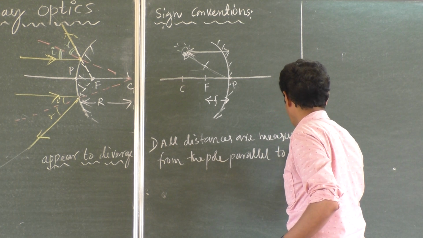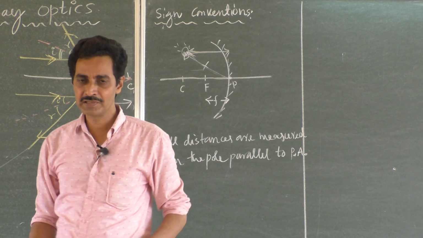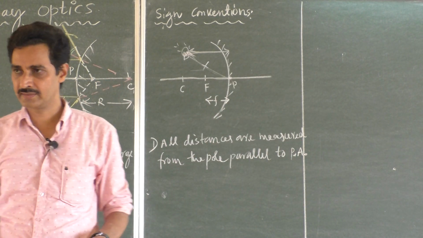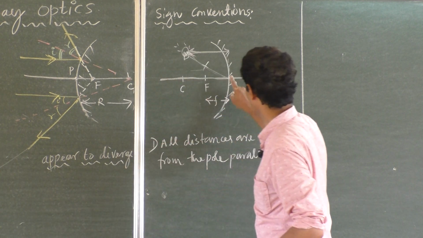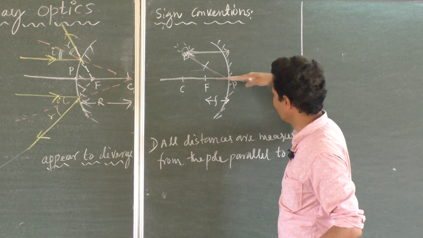I'll write principal axis as PA to save time. All distances should be measured from the pole parallel to the principal axis. Sometimes you need to measure from the other side also, so that is also allowed, either from here or here, but let it be parallel.